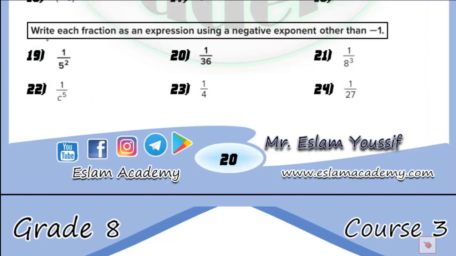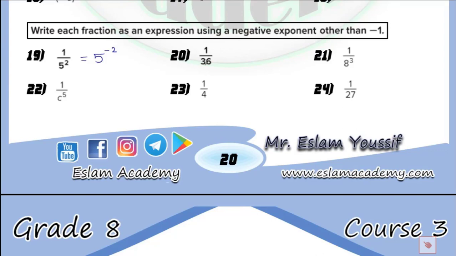In this problem, we need to write each fraction as an expression using a negative exponent other than negative 1. We need to write the exponent with a power not equal to negative 1. So in question number 19, we have 1 over 5 to the power 2. If we need to write it with a negative power, it will be 5 to the power negative 2. If the power is positive and you need to write it with a negative, change the position. If it's written up, it will be written down. If it's down, it will be written up.